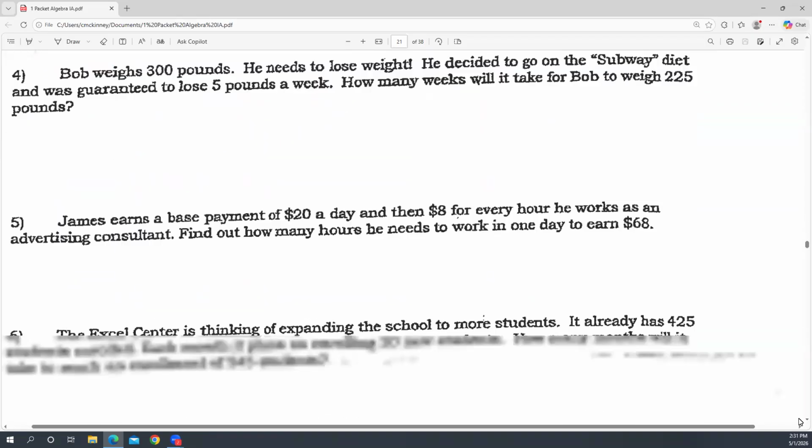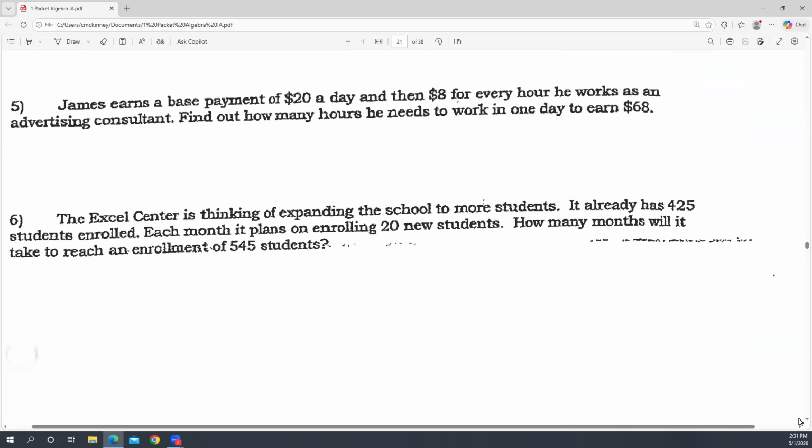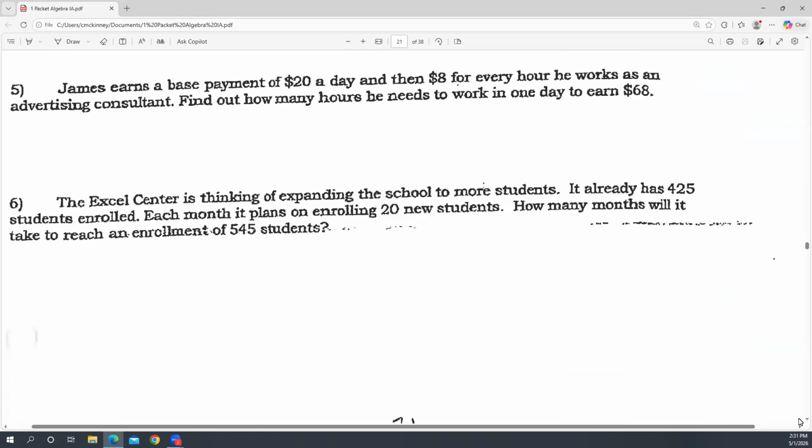So we're going to look at number 5 next. And once again, I'm going to start at the end. It says, find out how many hours. So how many hours, that's what I'm looking for. But specifically, it also tells me he's only going to work 1 day and he needs to earn $68. So, but hours is the X.